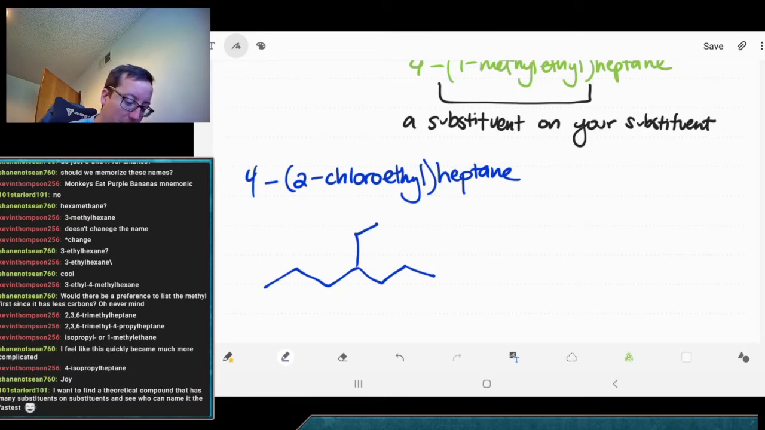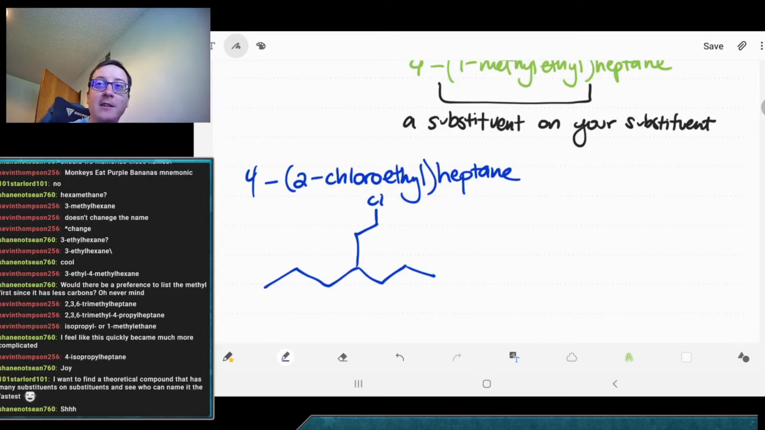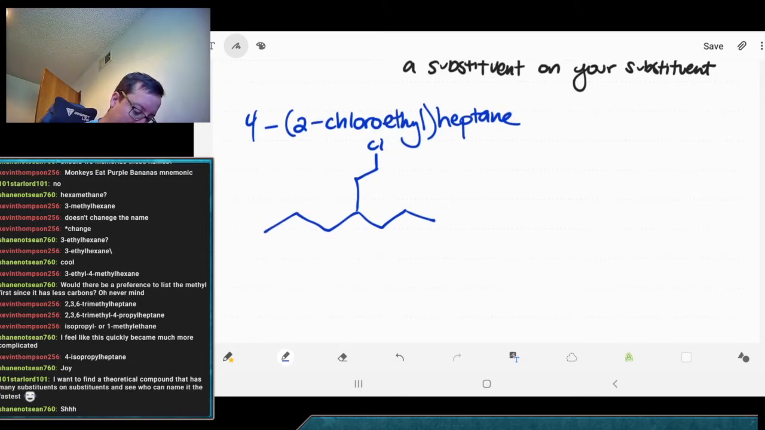Oh, don't you worry. We are going to have so much fun with that. All right, and so this is what this compound will look like. So we have our heptane. Oh, don't worry. Here, let's do it.